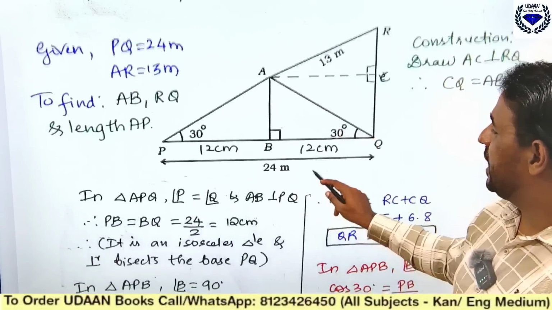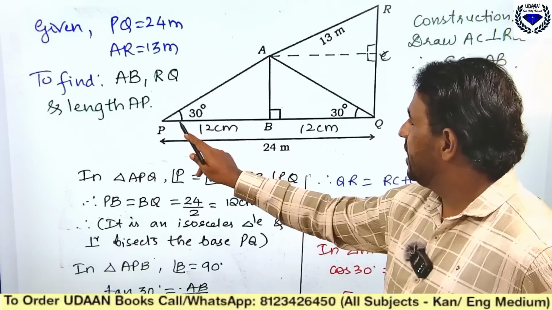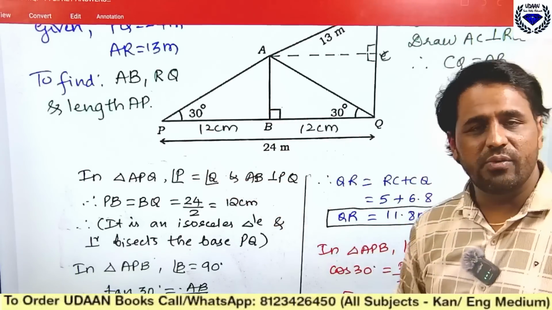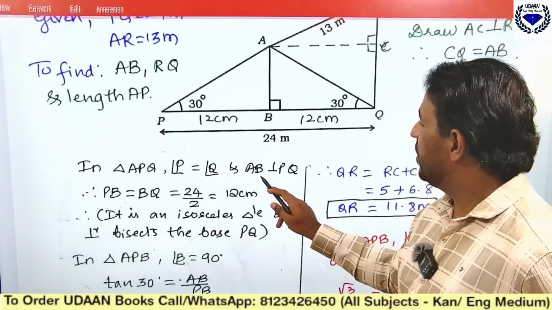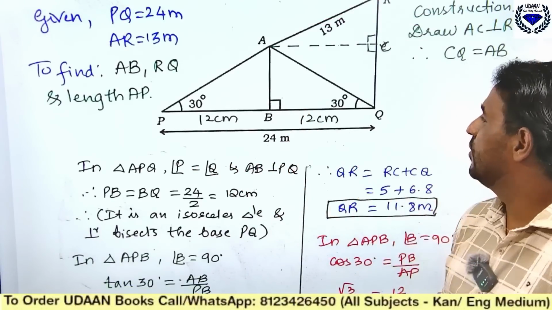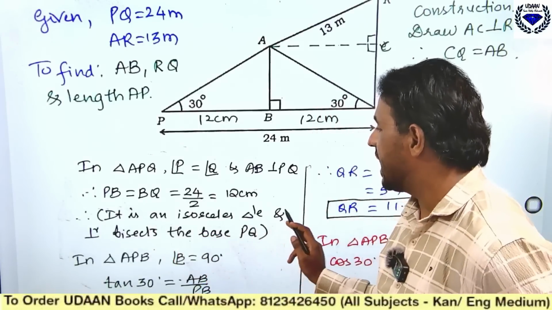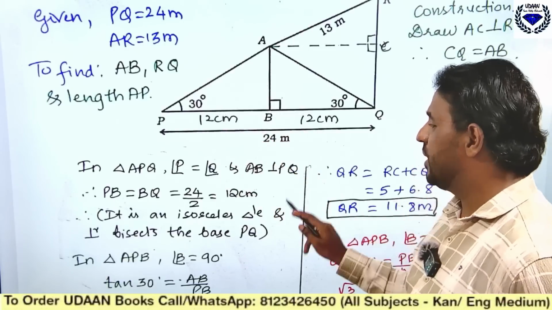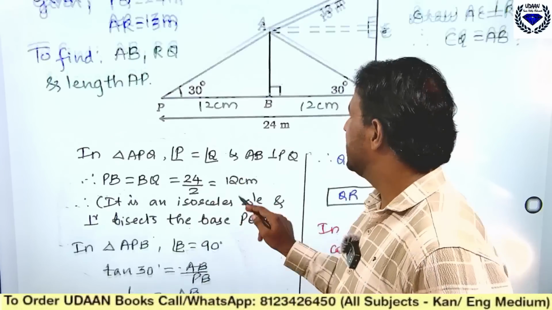Now in triangle APQ, this bigger triangle, angle P and angle Q are equal. Can you tell me why? Because it is an isosceles triangle. Therefore AB is perpendicular, therefore PB is equal to BQ. Why? Because in an isosceles triangle, the perpendicular bisects the base. Therefore this will become 12 and this will become 12. Therefore PB is equal to BQ, which is 12.